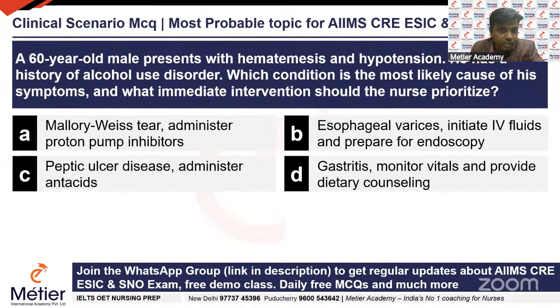A 6-year-old male presents with hematemesis and hypotension. He has a history of alcohol use disorder. Which condition is most likely to cause the symptoms, and what immediate interventions should the nurse prioritize? It's a question from the topic. People are giving answer B.